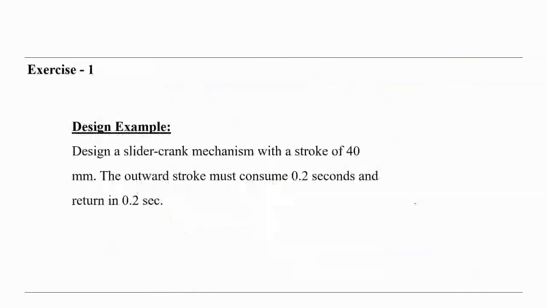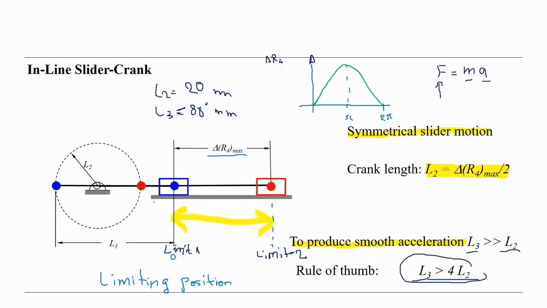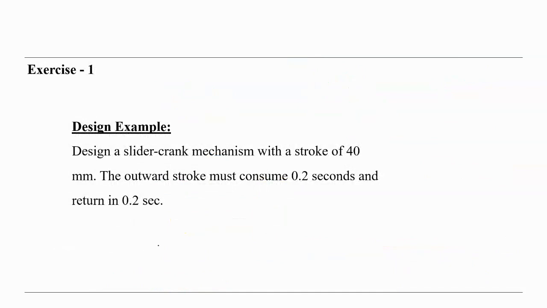So let's have an example here. The exercise: design a slider crank mechanism with a stroke of 40 millimeters. That means this is 40 millimeters here, the stroke between the limiting positions. The outward stroke must be consumed in 0.2 seconds and the return in 0.2 seconds.